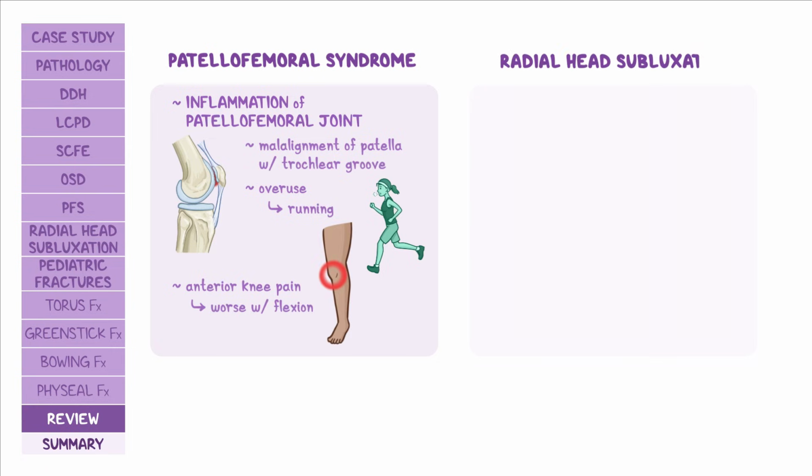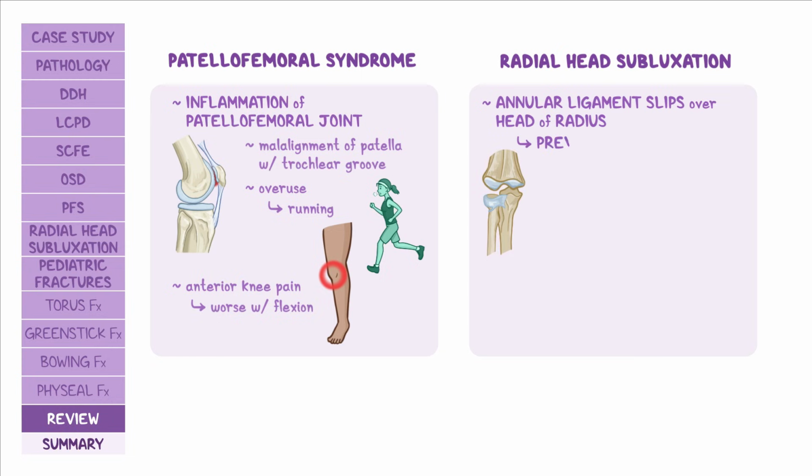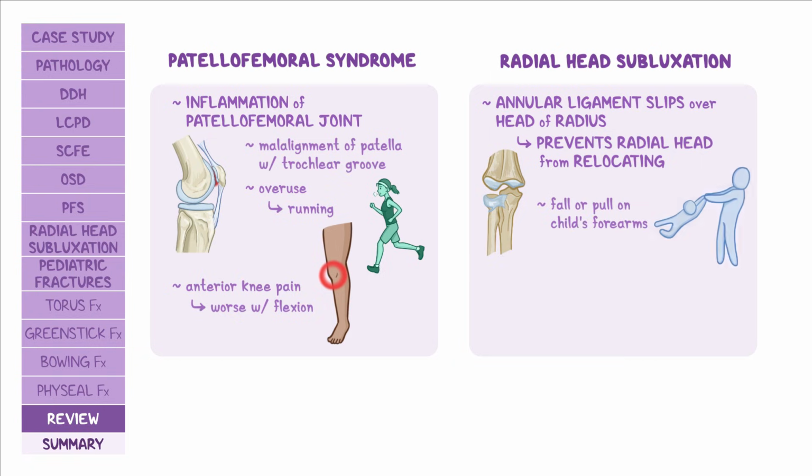Radial head subluxation occurs when the annular ligament slips over the head of the radius, preventing the radial head from spontaneously relocating into its normal place, which could result from a fall or a pull on the child's forearms when it's pronated and extended, and causes the child to hold the affected forearm pronated and extended or slightly flexed.